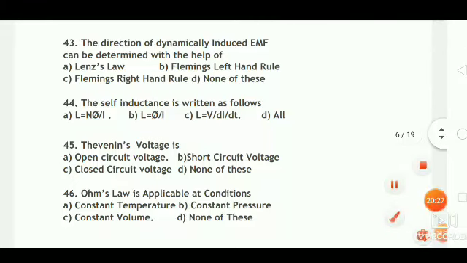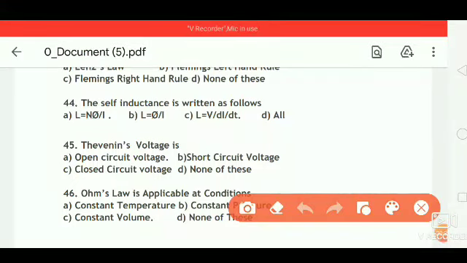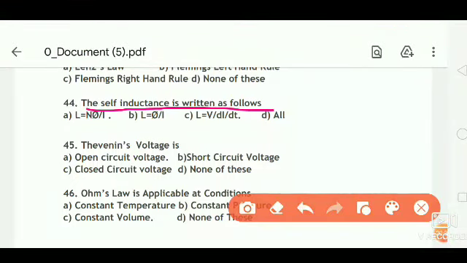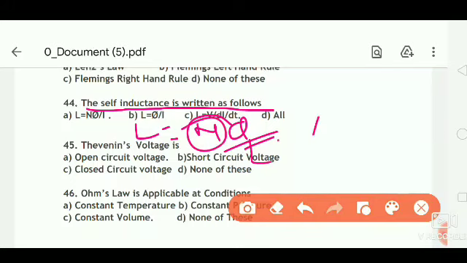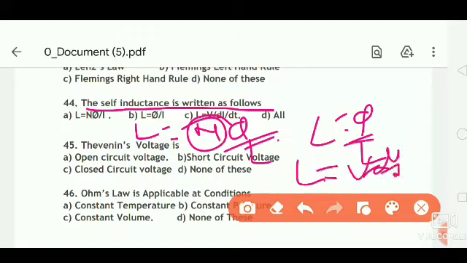So the next is option 44. The self-induced EMF is written as: here we get L equal to Nφ/I, where N is the number of turns, or L equal to φ/I, or we get L equal to V di/dt. Here options A, B, C are all correct, so option D is the right answer.